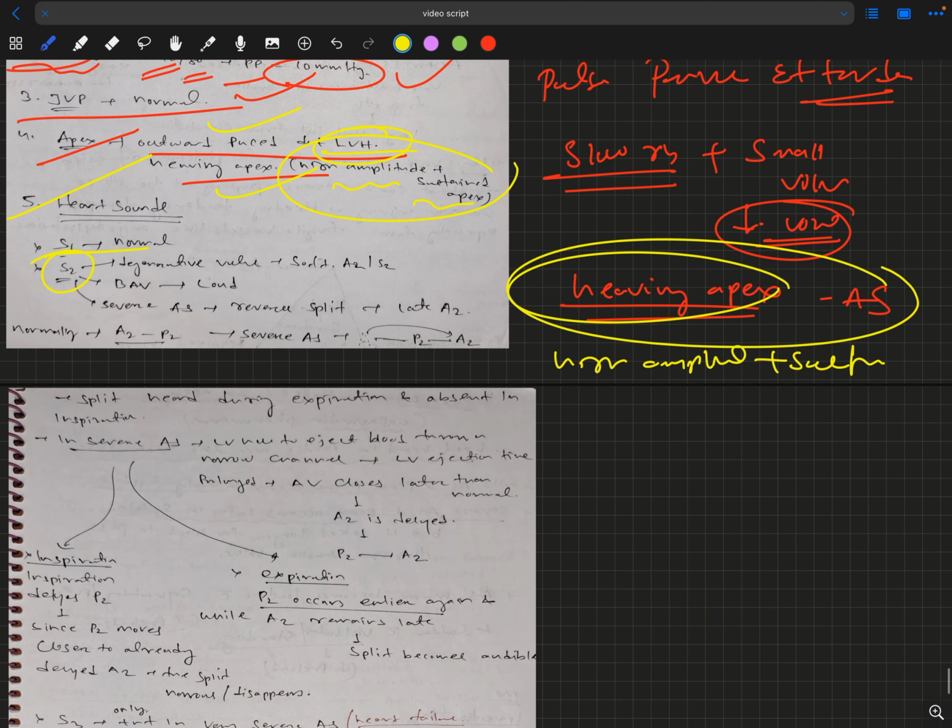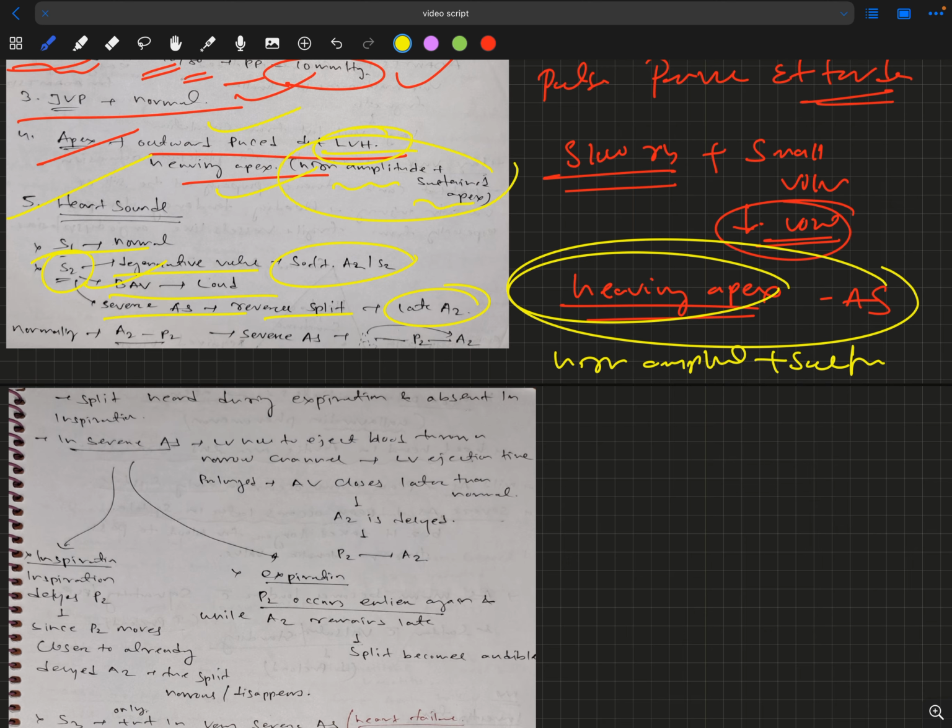What happens to S2? S2 is due to closure of aortic and pulmonary valves. If the aortic valve is degenerated, calcified, then we hear a soft A2. In case of bicuspid aortic valve, we hear a loud A2 or loud S2. Degenerated valve, there is soft A2 or S2. In severe AS, we see reverse splitting of S2. So how does it happen? Let's discuss that.